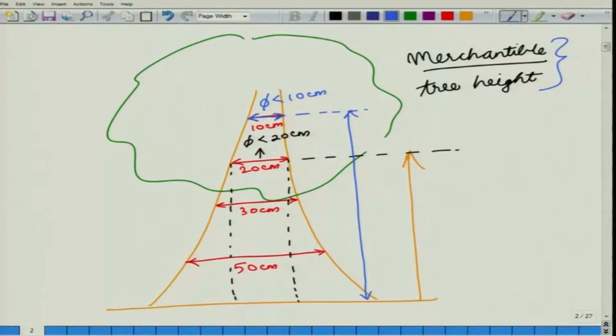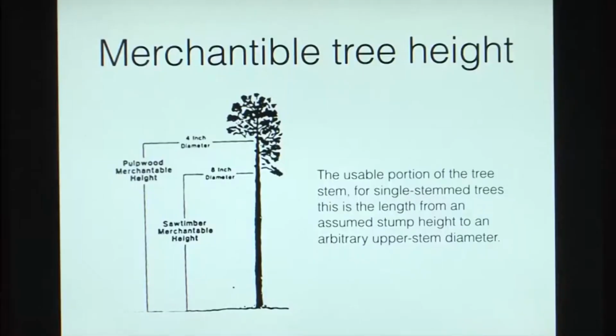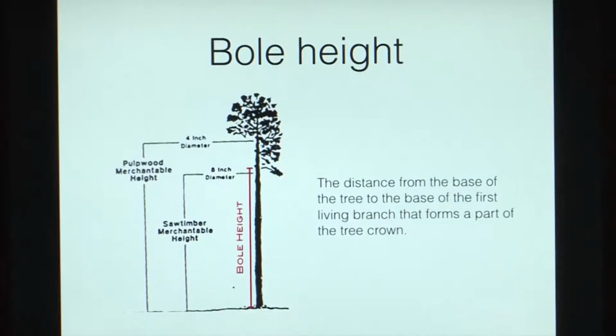Now, if we go back to our slide, here you can see that we have defined two diameters, an 8-inch diameter for saw timber merchantable height and a 4-inch diameter for a pulpwood merchantable height. Because of the taper of the tree, the 4-inch diameter would be above that of the 8-inch diameter. So, the pulpwood merchantable height would be greater than the saw timber merchantable height. We also define another term called the bole height. The bole height is the distance from the base of the tree to the base of the first living branch that forms part of the tree crown.